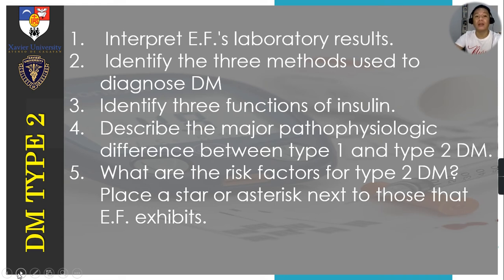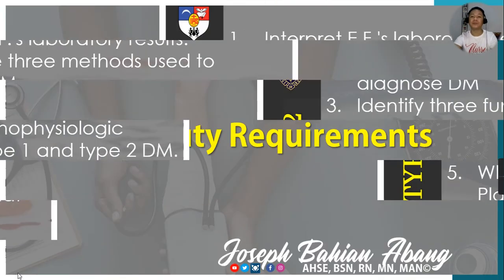Number 4. Describe the major pathophysiologic difference between type 1 and type 2 diabetes mellitus. Then lastly, what are the risk factors for type 2 DM? Place a star or asterisk next to those that EF exhibits.